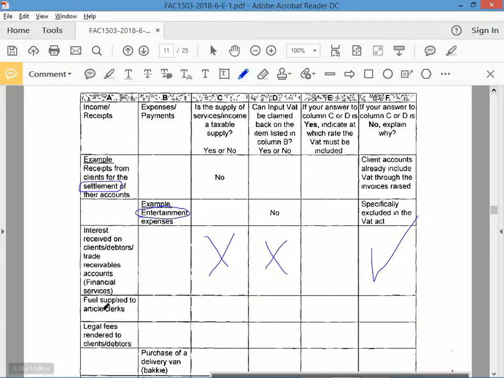Fuel supplied to article clerks. Right, so fuel has a special levy. It's called a fuel levy. Fuel doesn't have VAT. Fuel is zero rated. Again, that's just theory. Here, they've put this in income/receipts. I would disagree with this. I would put fuel supplied to article clerks as an expense.